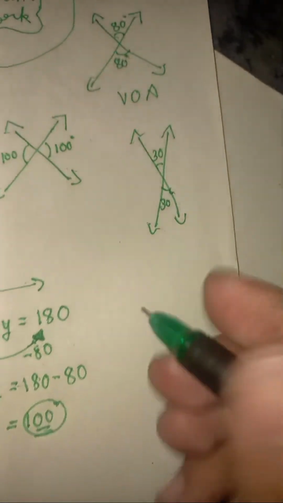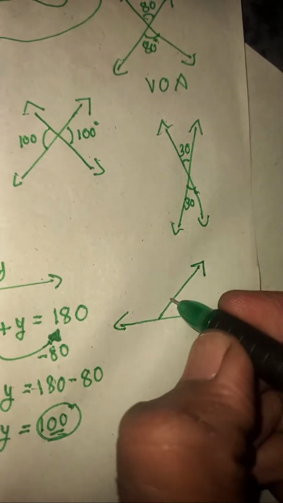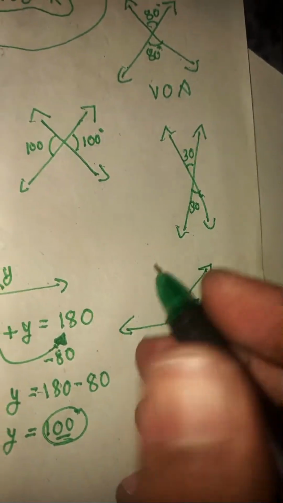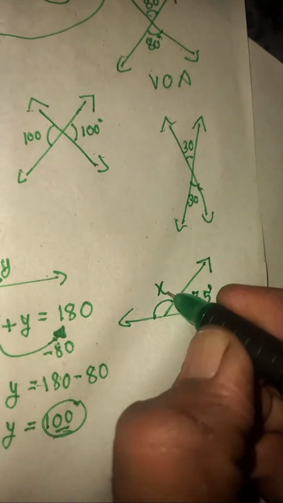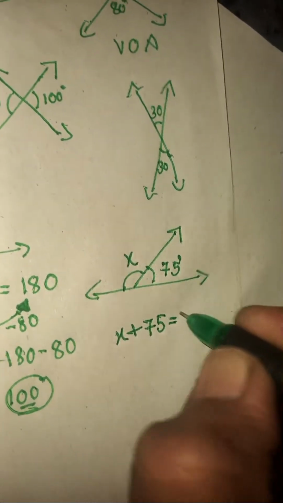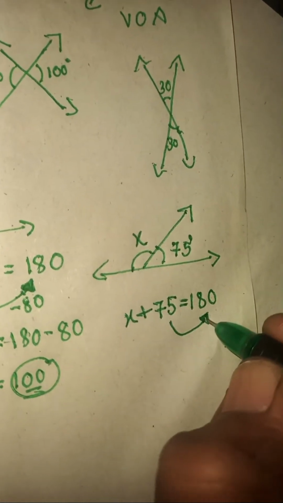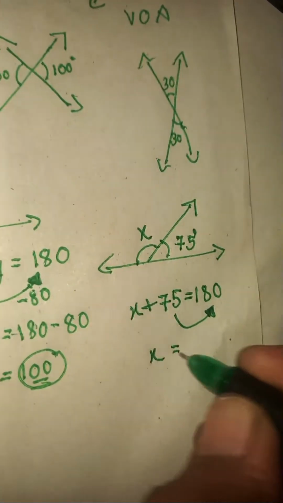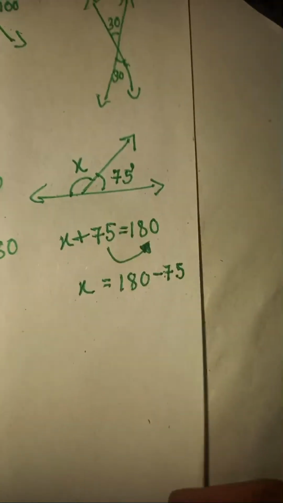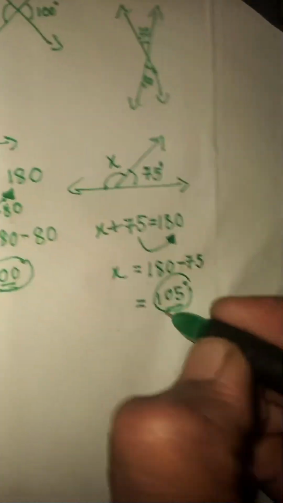Let's take one more angle. Here also they have given this as 75 degrees. And what's the value of this one? That is the value of x. Here x plus 75 equals 180 degrees. Now if you send this 75 to that side, it becomes minus 75. So x equals 180 minus 75. 180 minus 75 equals 105 degrees.